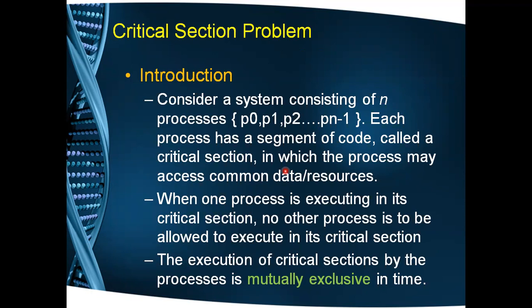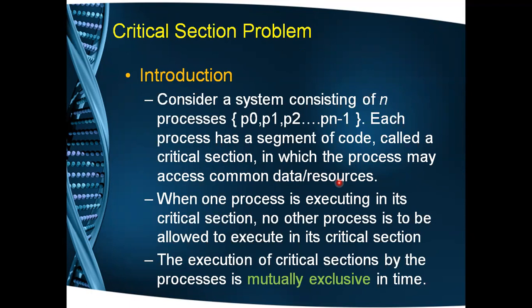So the fifth line of P1 and the seventh line of P2 are called a critical section, because in this area only, the process is going to access the common data or resource. So critical section is nothing but a part of a process or a part of a program, inside which the process is going to access the common data.